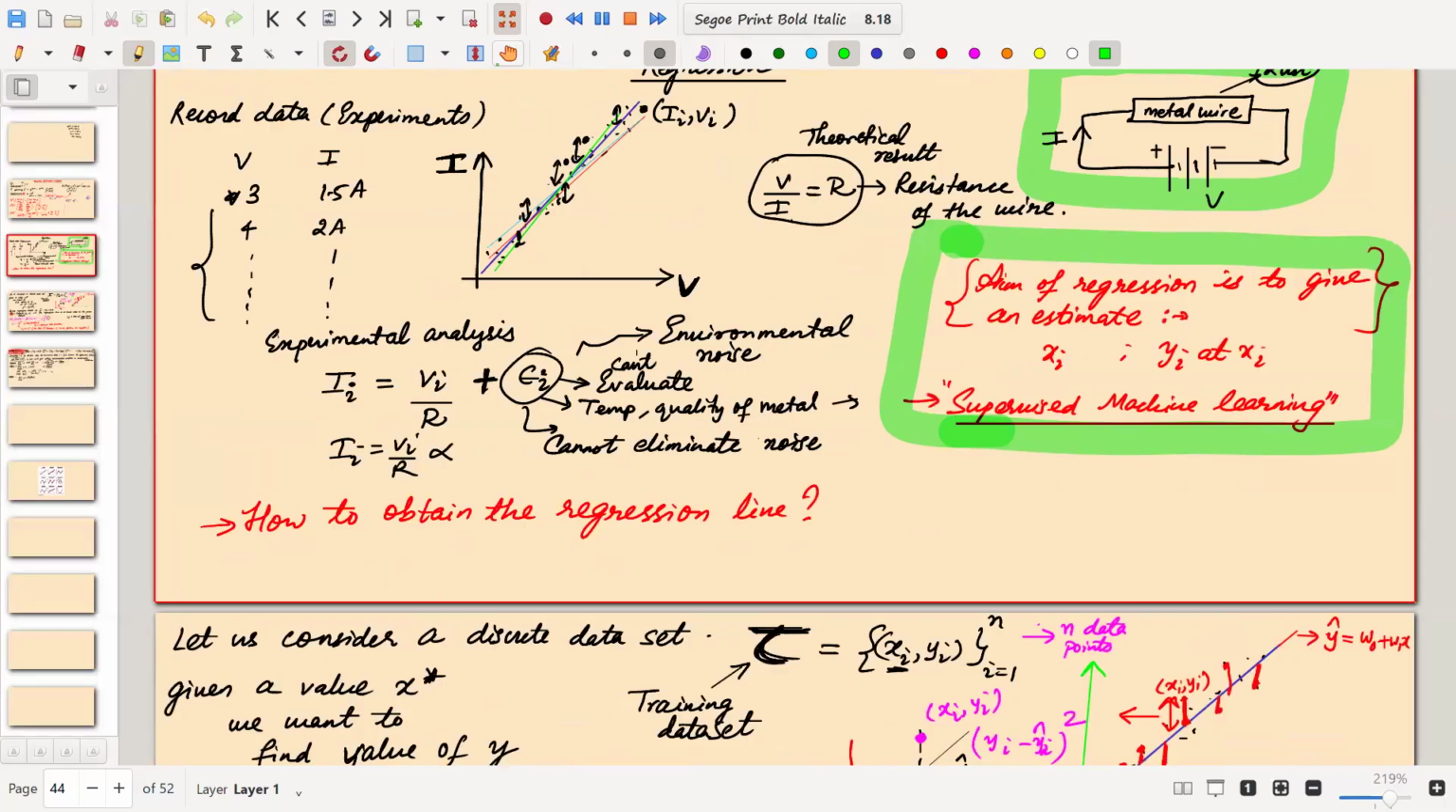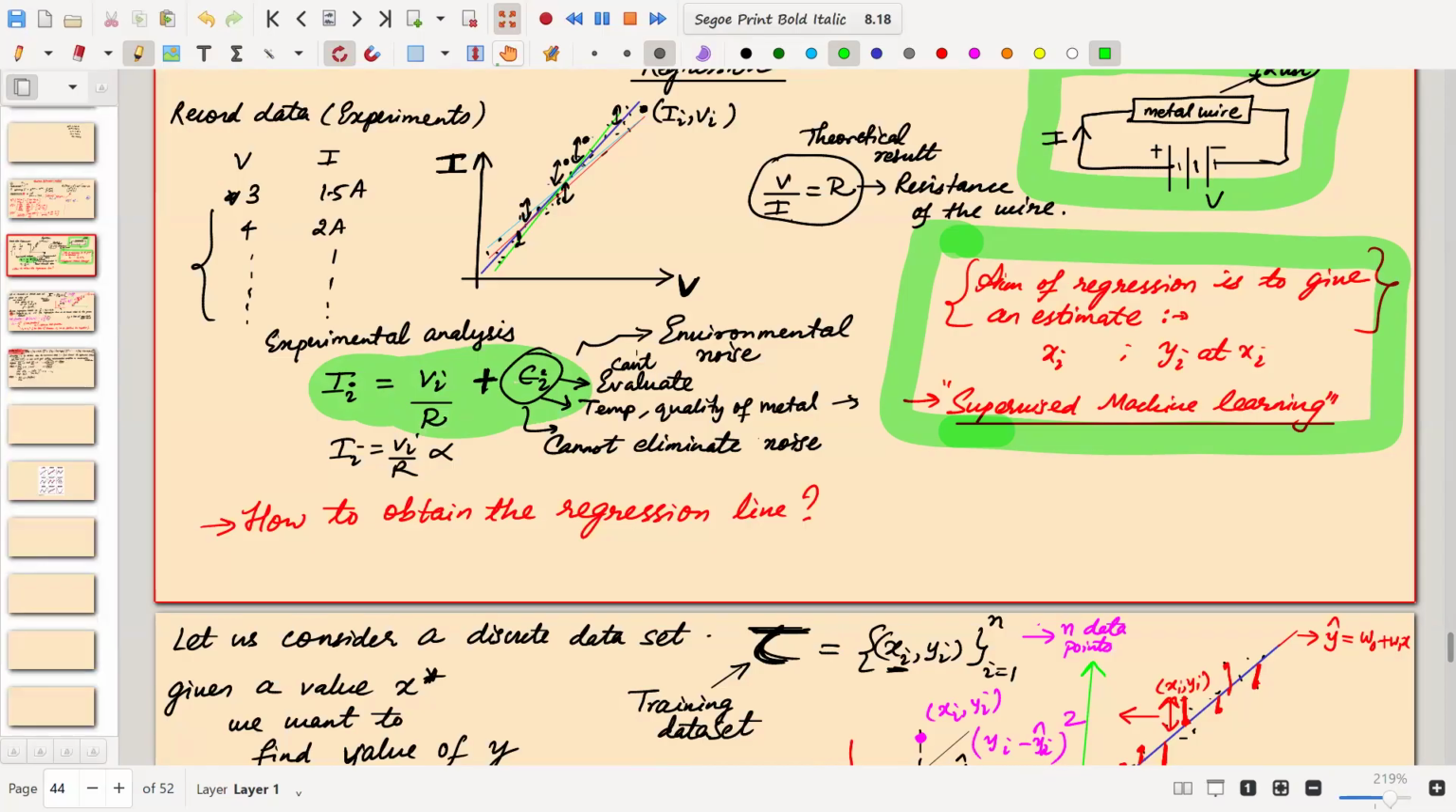Okay, so noise is due to many sources, and here you can see I have listed down this condition. I equals Vi by R. It is not following I equals Vi by R. Therefore, why is it not following that? Because some error is there.